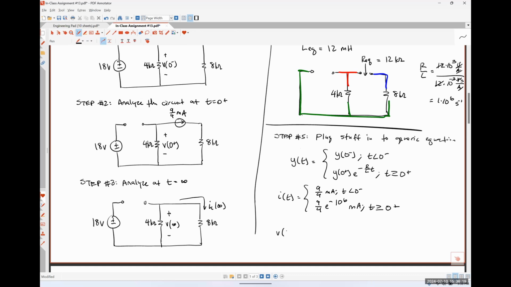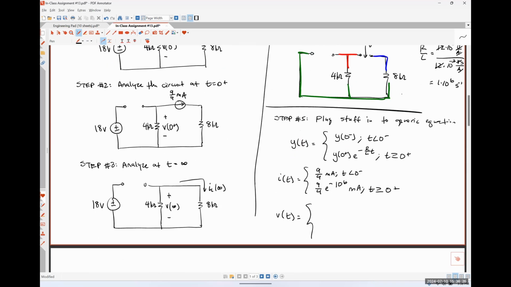And then for our voltage, what was our voltage at 0 minus? 18. Our voltage at 0 plus was -9, so it'll be -9 e to the negative 10 to the 6 t volts for t greater than or equal to 0 plus. How do you guys feel about this?